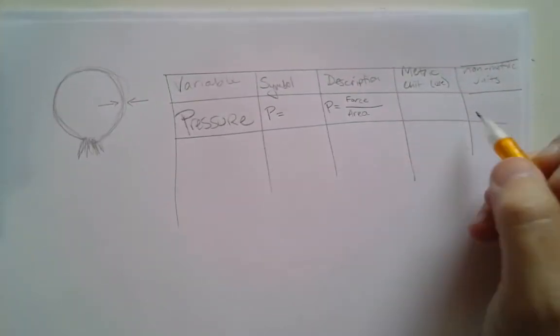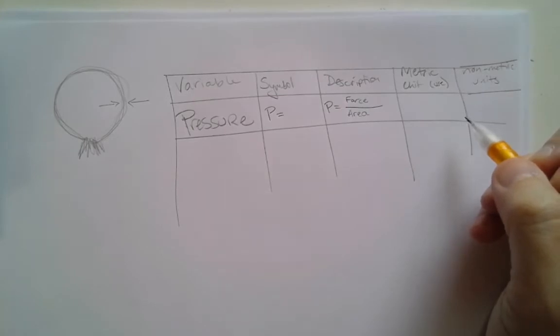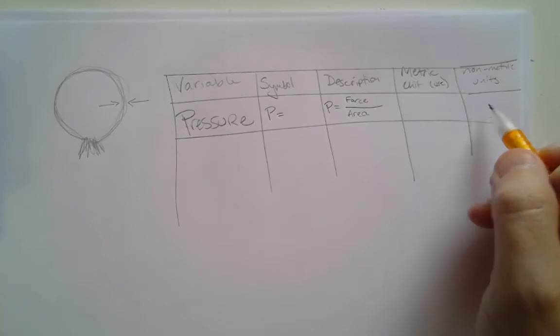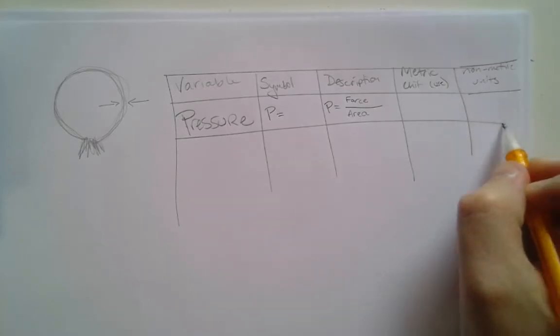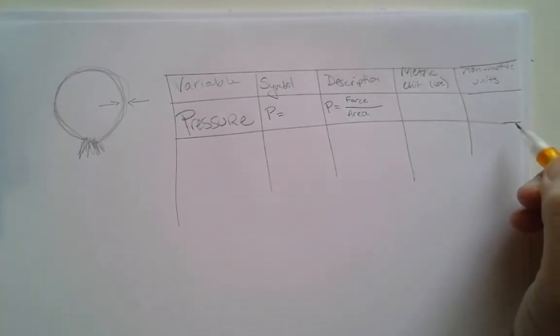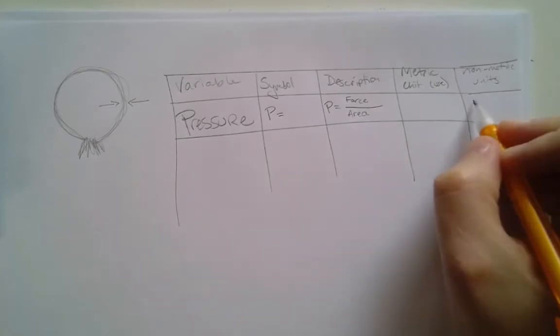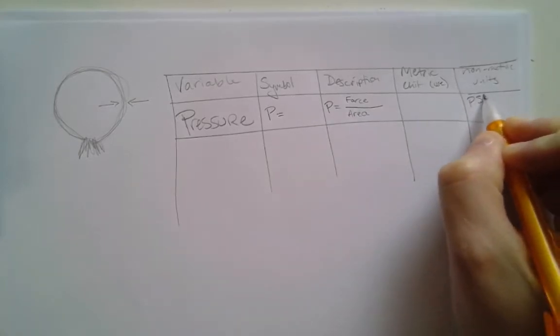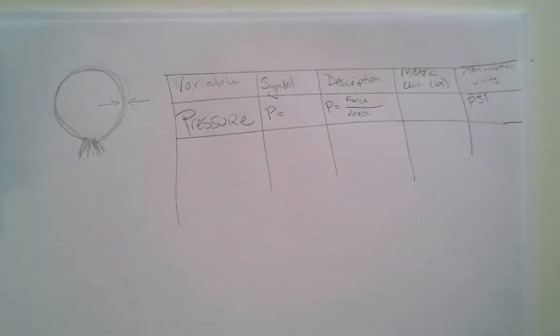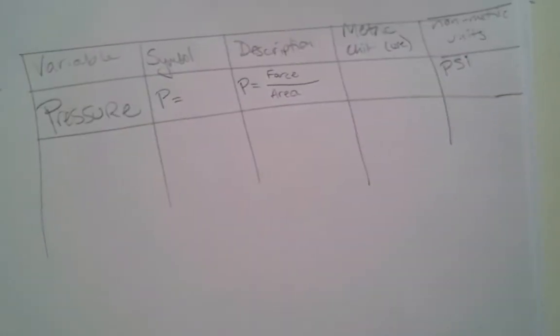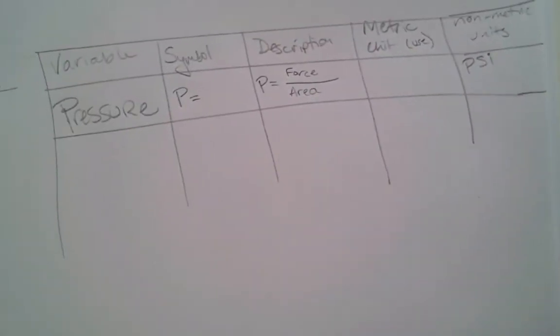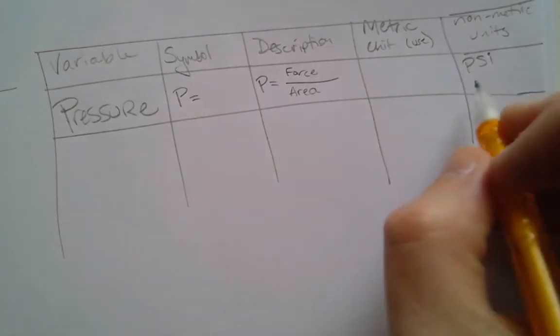And then units. Off we go. Okay, so non-metric units are things you probably know a little bit better. When you're filling your tires, you might be doing this in PSI, which is pounds per square inch. I'm just going to zoom over here a little bit. PSI is pounds per square inch.